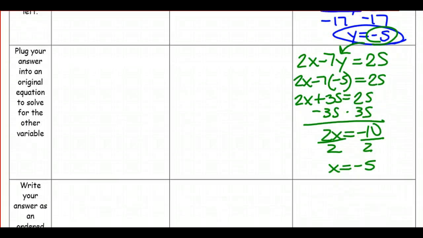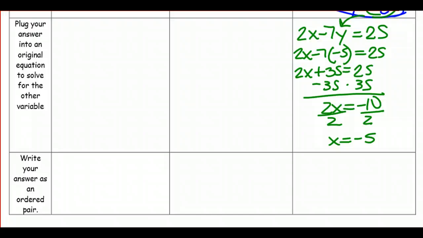So here we have our x and our y. Both happen to be negative 5. So we're going to have our solution negative 5, negative 5.